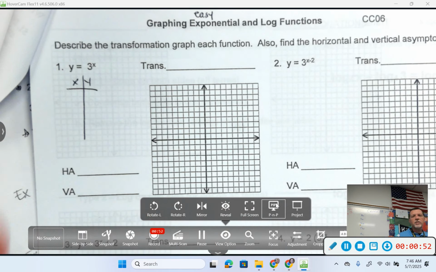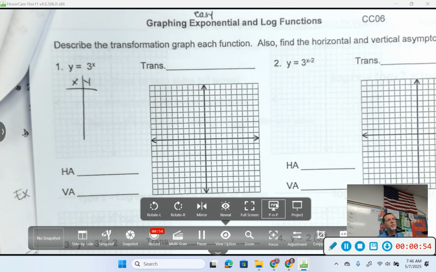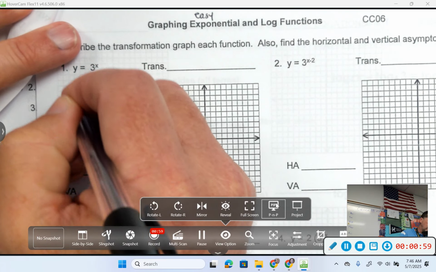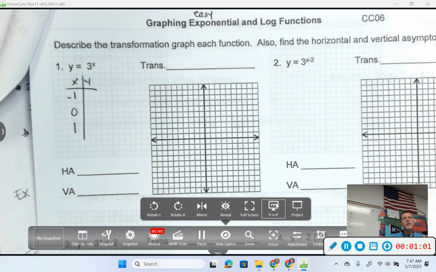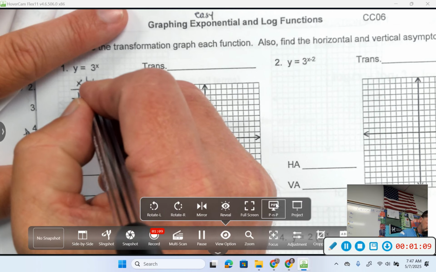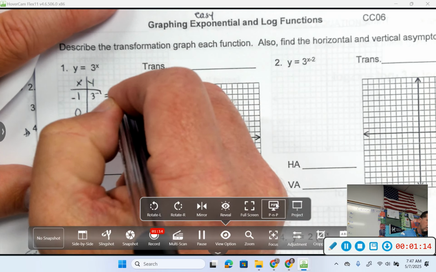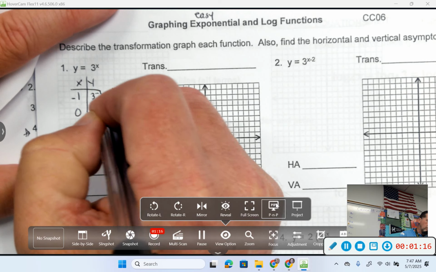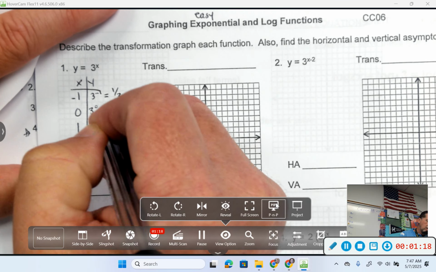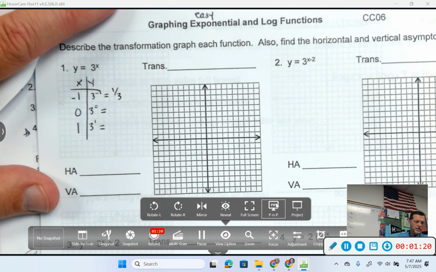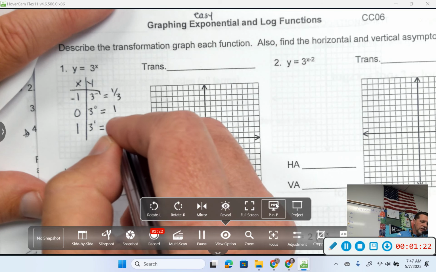Now our first one, so we may not know exactly what the best things to plug in are. So I'll just tell you that -1, 0, and 1 are good options to plug in. Because, what's 3 to the -1? 1/3. Let's just do all of these, and then we'll put them all on the graph at once. 3 to the 0, and 3 to the first, 3.